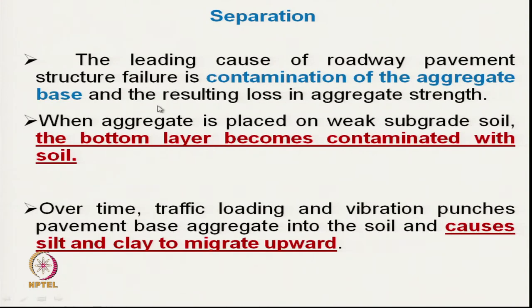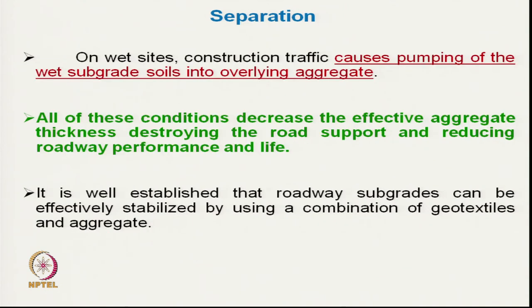The leading cause of roadway pavement structure failure is contamination of aggregate base and resulting loss of aggregate strength. So, if they are contaminated, then the strength will drop. When aggregate is placed on weak subsoil, the bottom layer becomes contaminated with soil. Soil will penetrate inside the aggregate. To prevent that, we must use geotextile. On wet sites, construction traffic causes pumping of the wet subgrade soil into overlying aggregate. So, due to the pressure, the soft subsoil gets pumped into the aggregate.